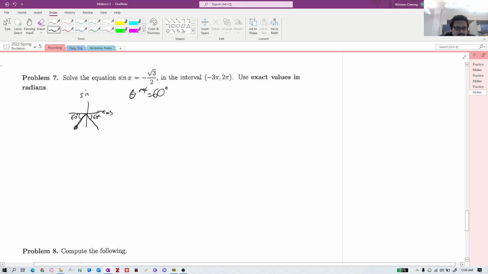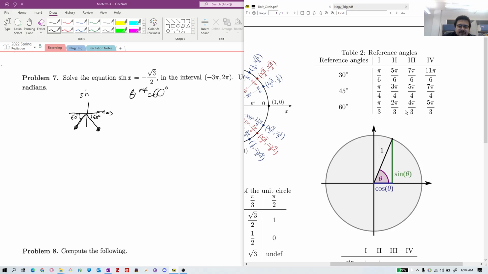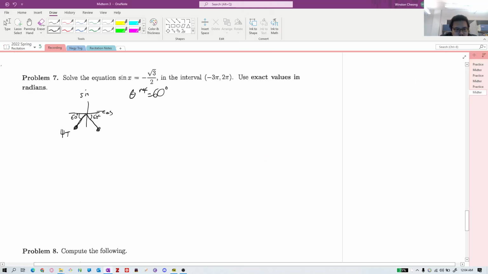Now these angles, what are the names for these angles? This is where we would think back to our unit circle. 60-degree angles in the third and fourth quadrants are given right there. So 4 pi over 3 and 5 pi over 3. Those are the names of those angles on the unit circle. Now these would be the names of these angles in the standard interval that we're used to, 0 to 2 pi.